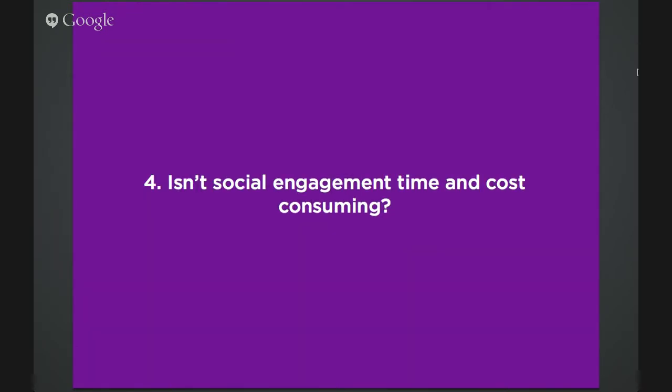Moving on to the fourth question, which is the following. Isn't social engagement time and cost consuming? Social engagement for a fashion brand or retailer will definitely take time to build, but the reward will be a strong community, focused design process, and customers that will bring in new customers, so word-of-mouth marketing.